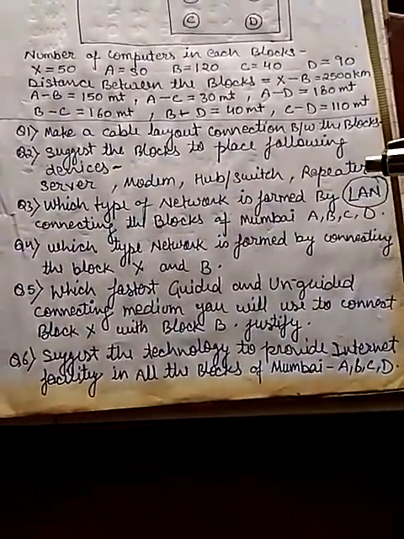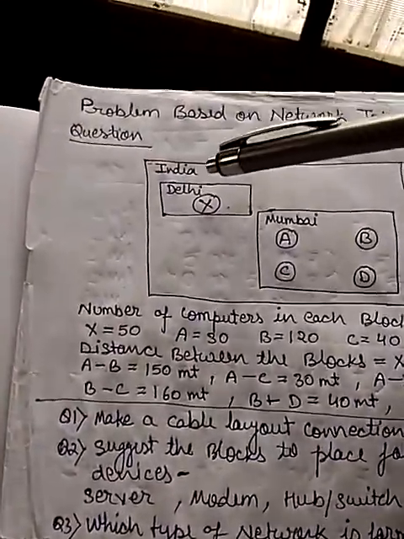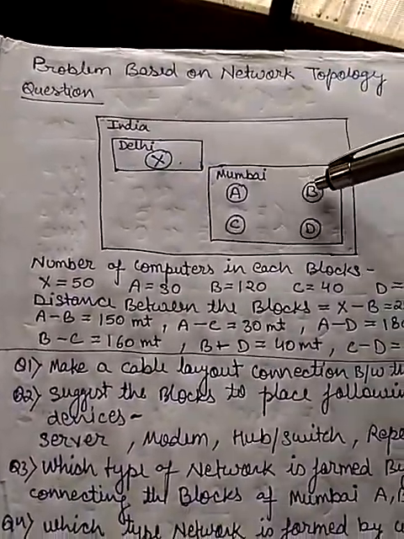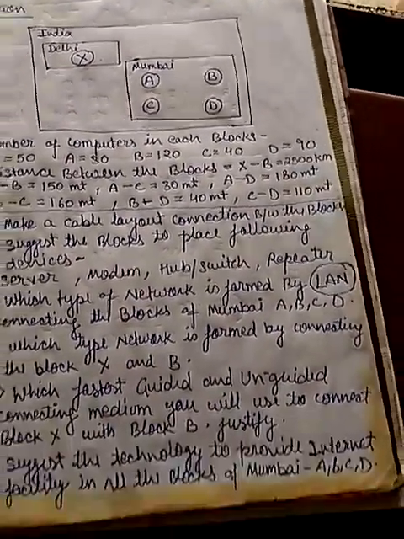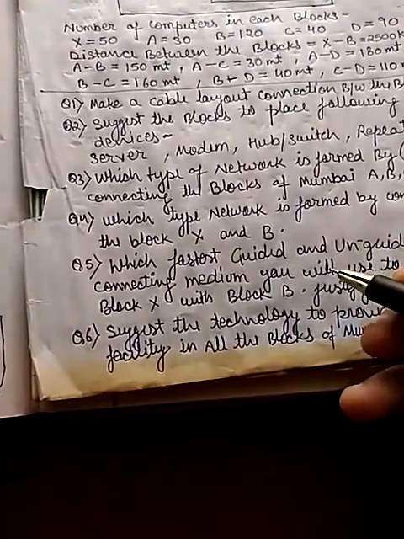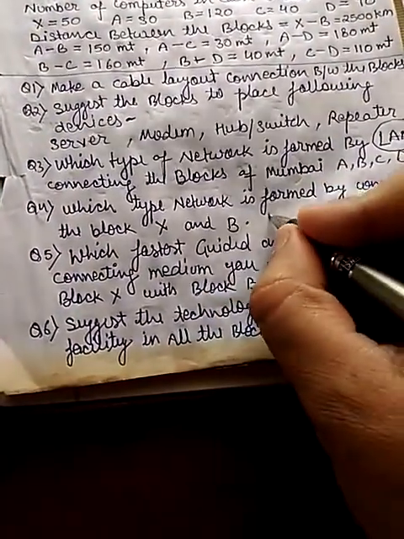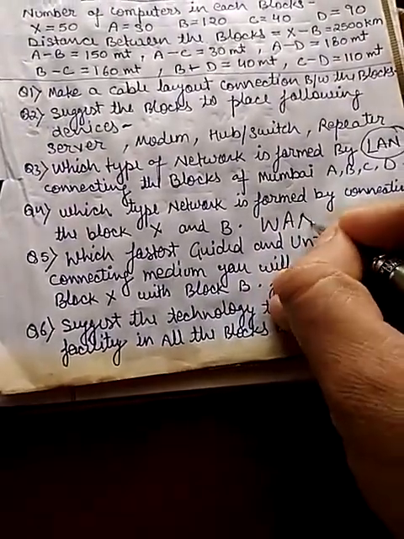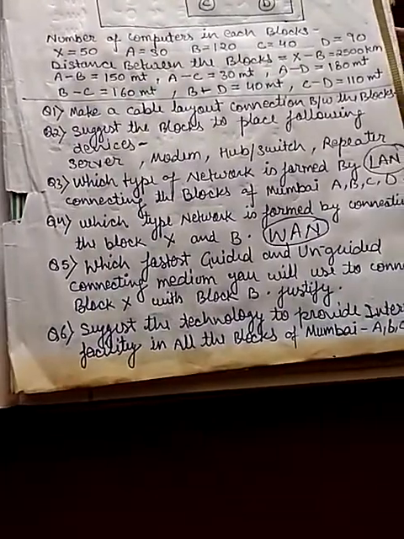Which type of network is formed by connecting block X and B? X is in Delhi and B is in Mumbai, and the distance is 2500 kilometer. So the network formed by connecting block X and block B is a WAN, that is, a wide area network.